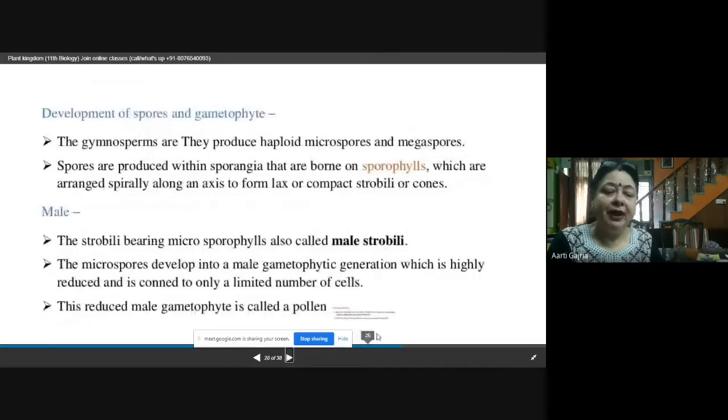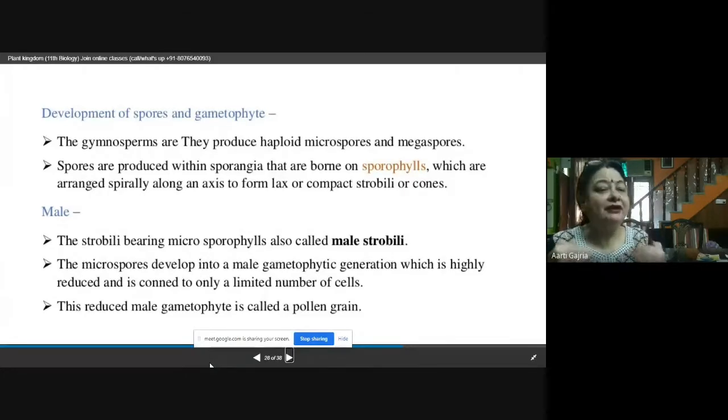Now, development of spores and gametophyte. Here also the main body is sporophyte. So the gymnosperms are producing spores, the main body that is sporophyte, and they are producing haploid microspores and megaspores by undergoing the meiosis cell division.